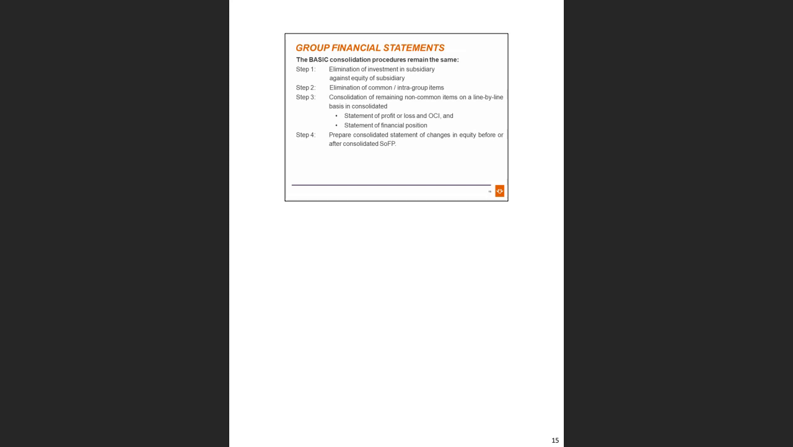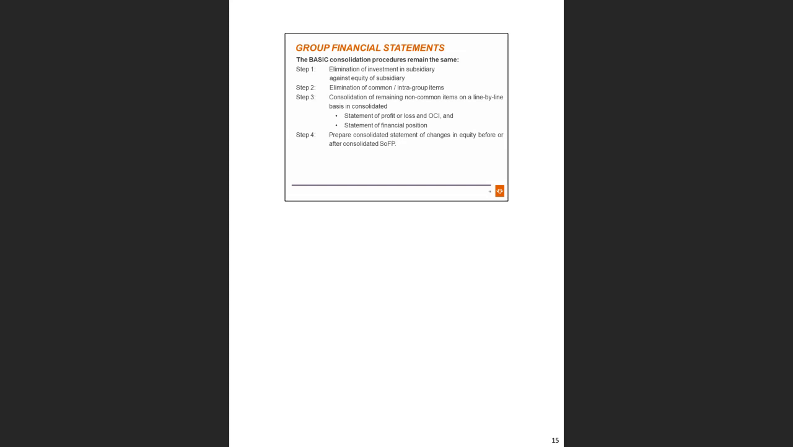Then once we have eliminated any intragroup transactions and balances, we need to consolidate the remaining non-common items line by line. So if P has PPE of 100,000 Rand and S has PPE of 50,000 Rand, you're simply going to go P plus S, and that will give you PPE of 150,000 Rand. So that is step 3. In step 3, you will prepare the statement of profit or loss and OCI and the statement of financial position.